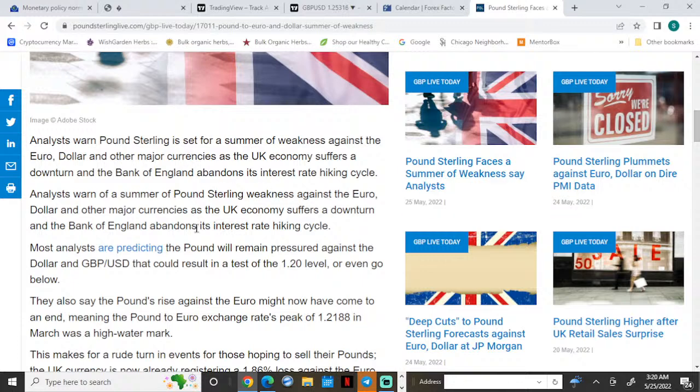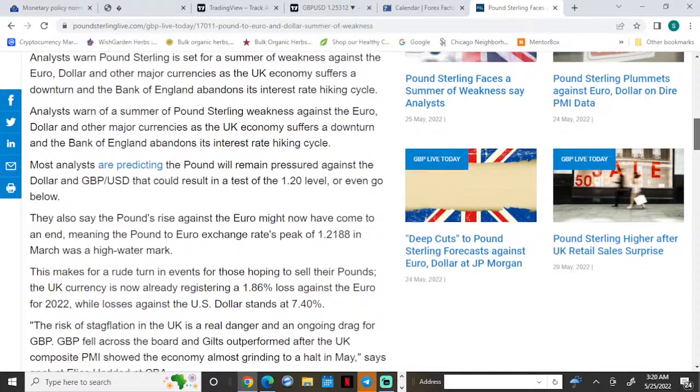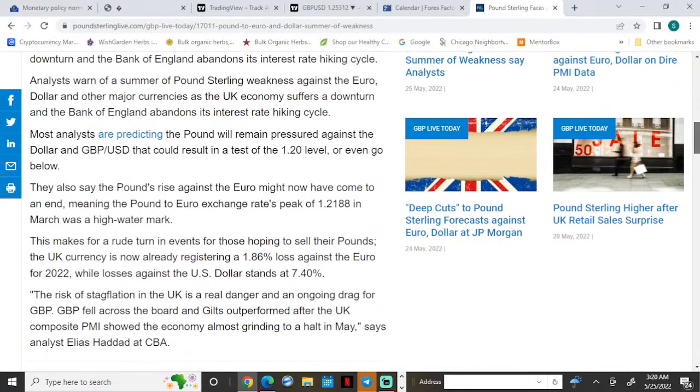Analysts warn of a summer of pound sterling weakness against the euro, dollar, and other major currencies. Yeah, thanks for that. Same two sentences right there. Most analysts are predicting the pound will remain pressured against the dollar and GU that could result in a test of the 1.20 level or even go below.